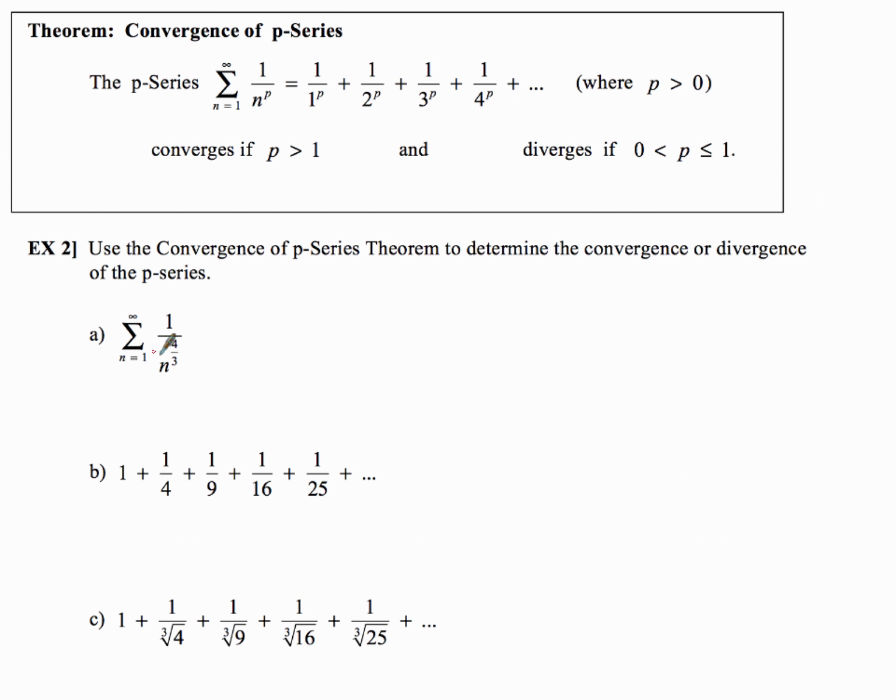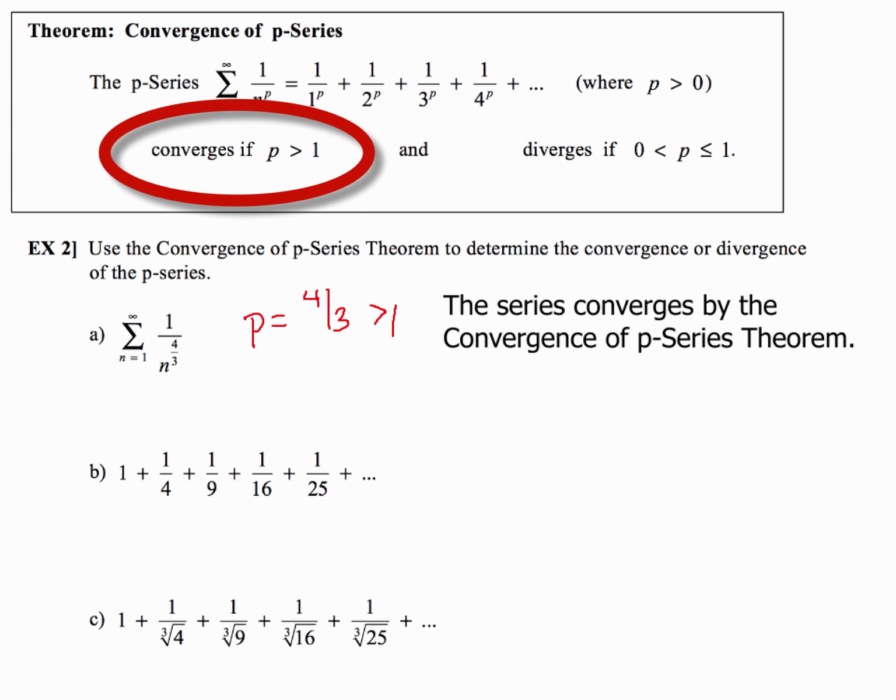So here in example 2a, we've got to take a look at this guy right here. And of course in that particular formula, you want to recognize first of all that it is a p-series, and the value of p is what? Oh, that's right, 4 over 3. Now 4/3, how does that compare to 1? Of course it's greater than 1. So what does that mean? This series is going to converge by the convergence of p-series theorem.